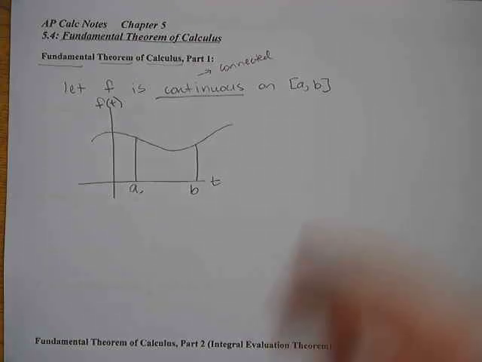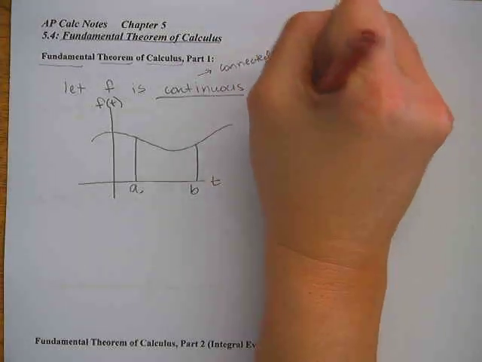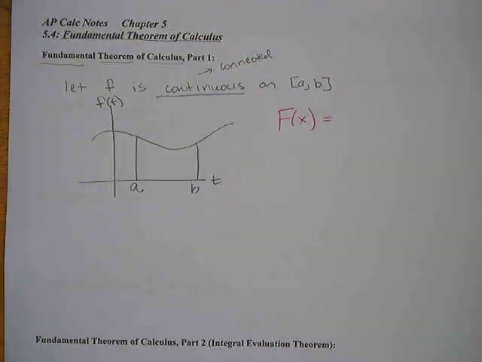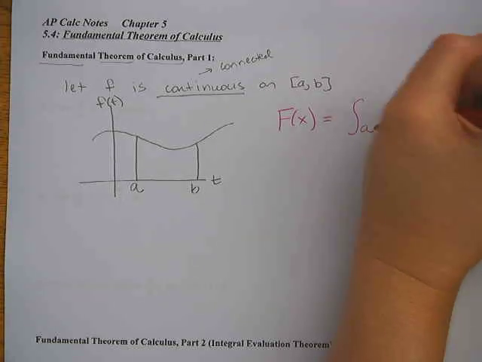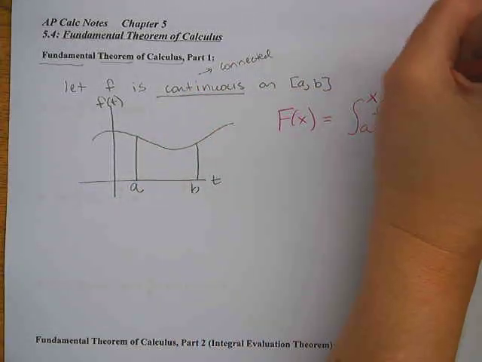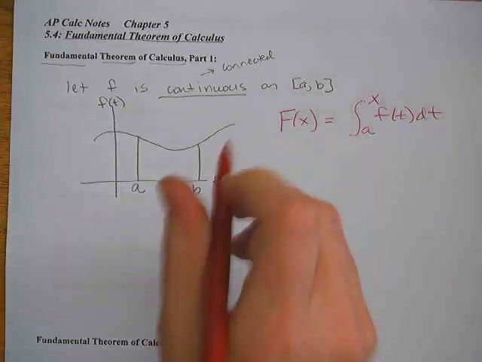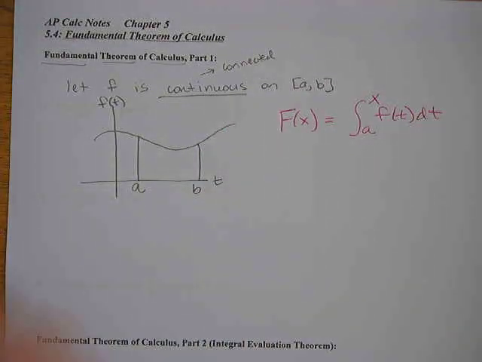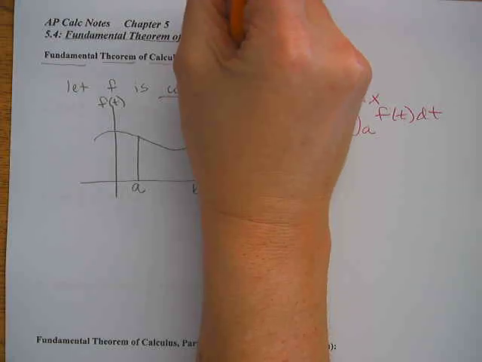And let's go ahead and now define another function, which will be capital letter F of x. And we're going to define that function as the area between a, which is the lower limit, and x, which is going to be allowed to vary, of f of t, which was this curve right here, dt.